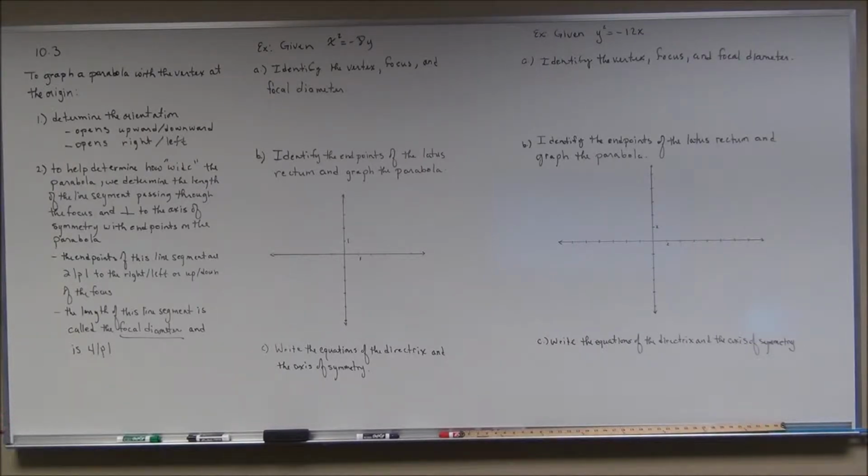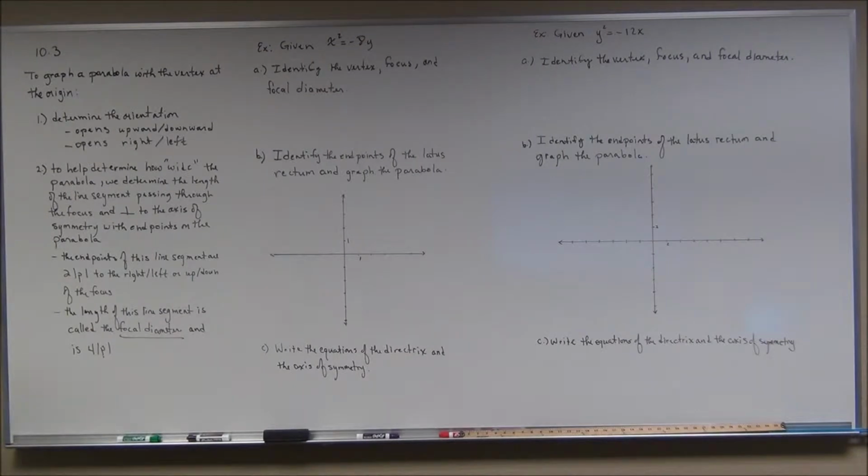Now, to help determine how skinny or wide your parabola is going to open to the right, to the left, upward, downward, you would most likely want to plot some extra points. I usually tell students to create a T-chart and find some points that way. But if you're just looking for the bare minimum, you can determine a key line segment, which has kind of a silly name, but it helps us determine how wide it is. It's a line segment that goes through the focus and is perpendicular to the axis of symmetry.